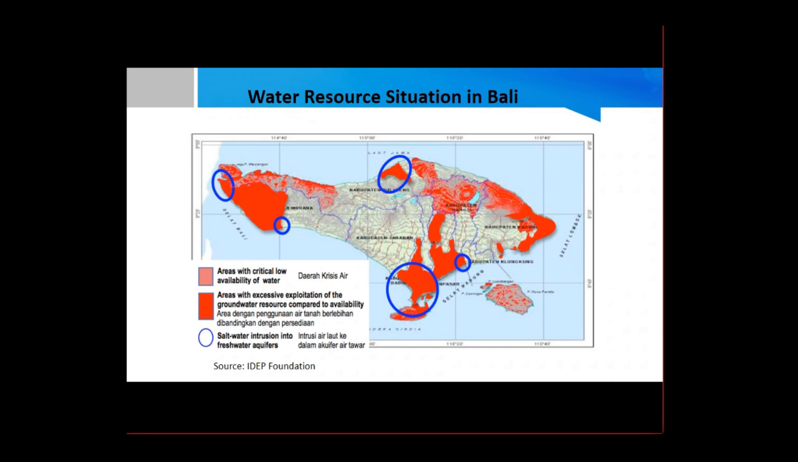So this is the current social-ecological impact. Look at the water resource situation. The red area is where there is excessive exploitation of groundwater resources compared to availability, and the red color is a very worrying situation. There is also saltwater intrusion in the freshwater aquifer. In fact, when we stayed in one of the hotels in Kuta Beach, we already experienced salty water in our bathrooms.